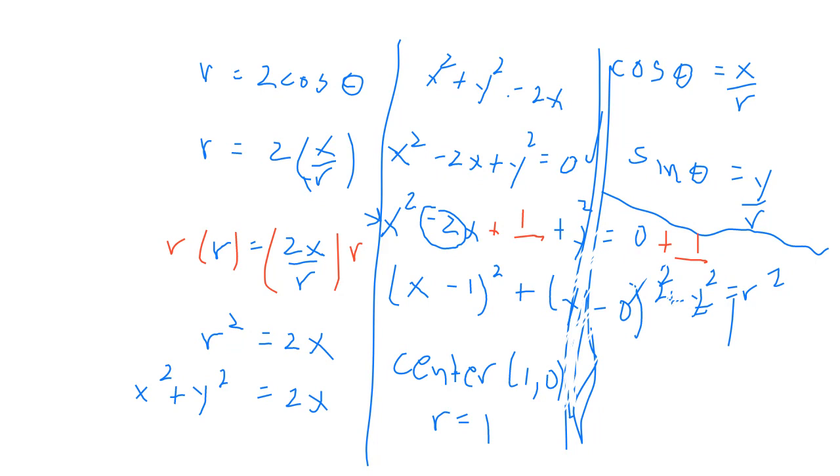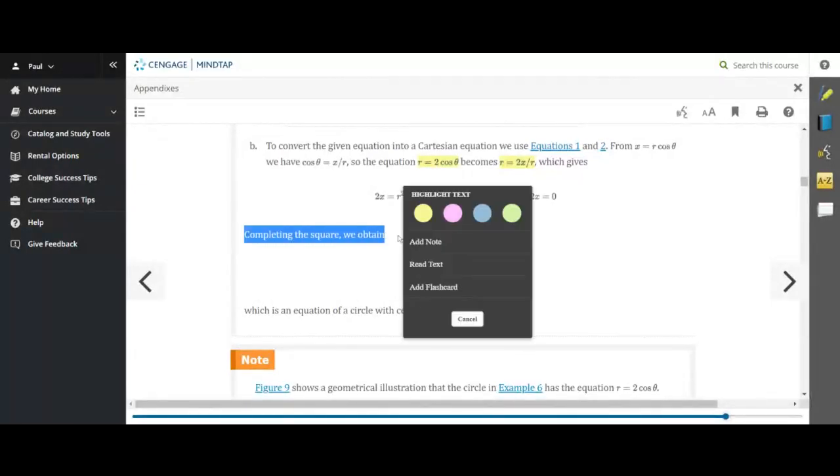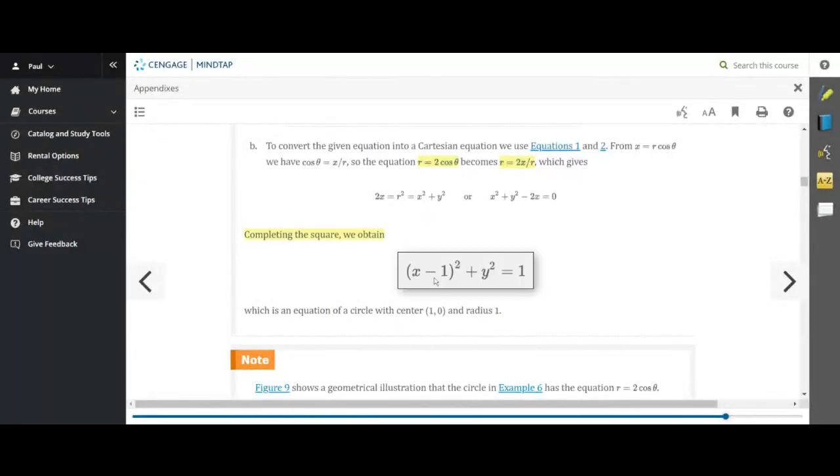Okay, so that is example 6. Now, if I go back to example 6, you see they just say, completing the square, we obtain that. They left out a few steps, but that's because they know you can fill those steps in.